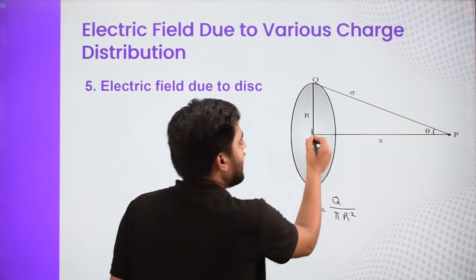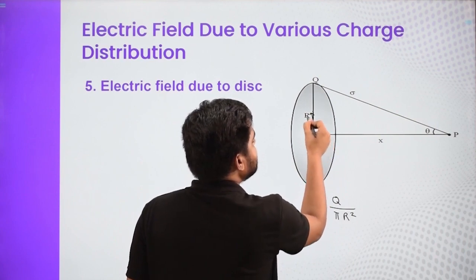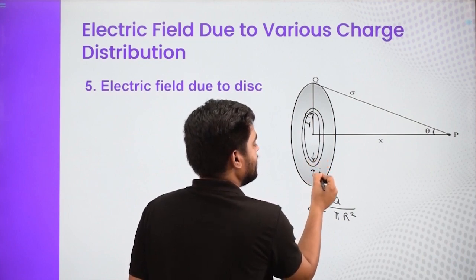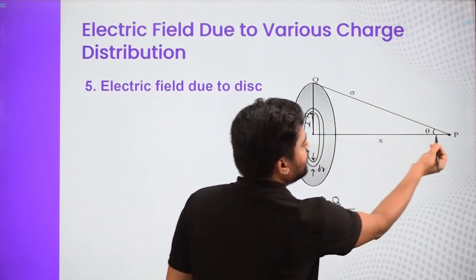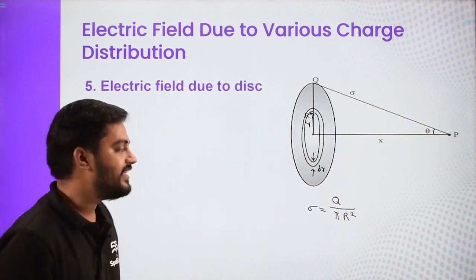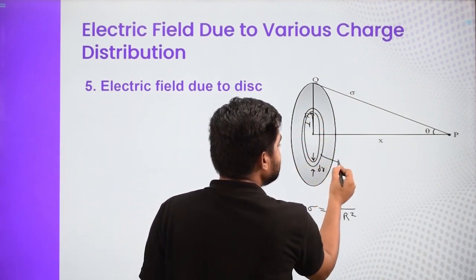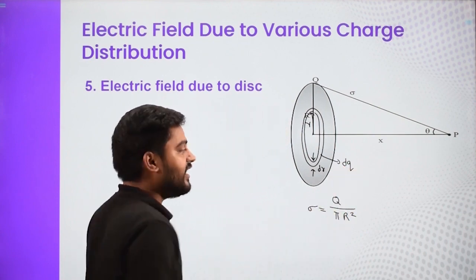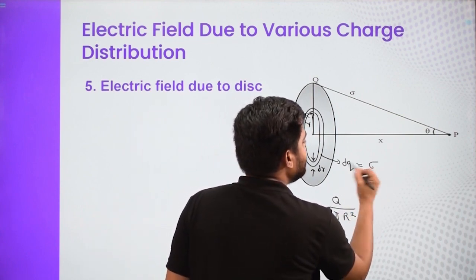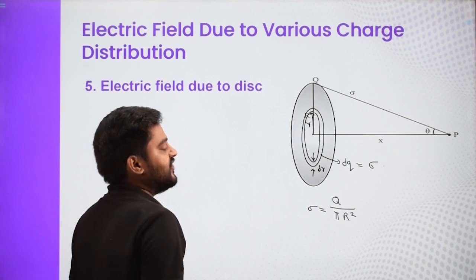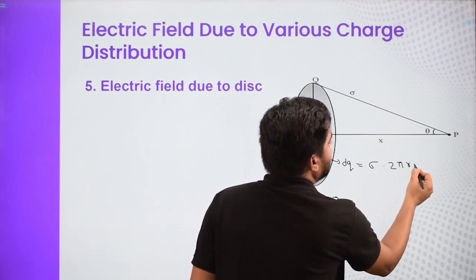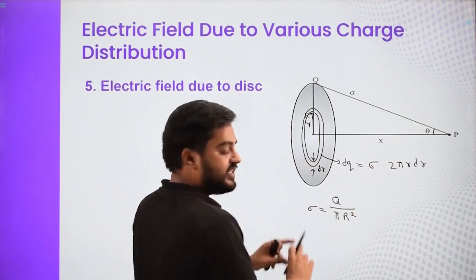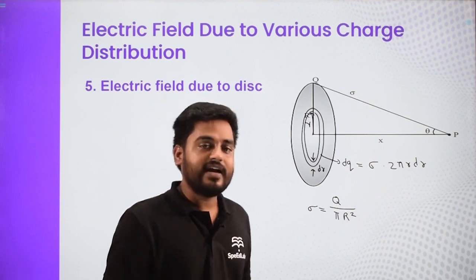Now I am going to a random small r distance and take a ring of width dr, and due to that ring I am going to write the electric field and then integrate it. Let us say the charge on that ring is dq. How do we write dq? Here charge is distributed over an area, so dq is charge per unit area times the area of the ring, which is 2 pi r dr. When you expand this ring, the length is 2 pi r and the width is dr, so it is like a rectangle with length 2 pi r and width dr.